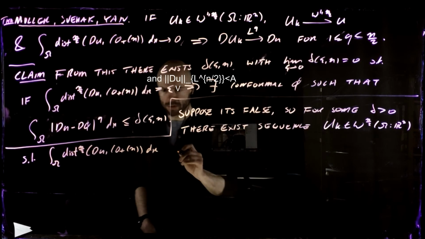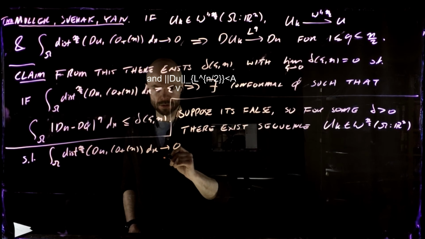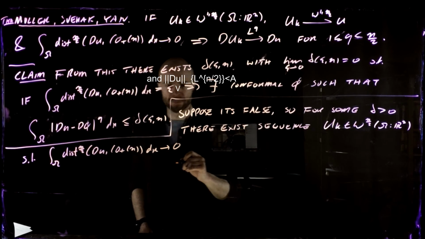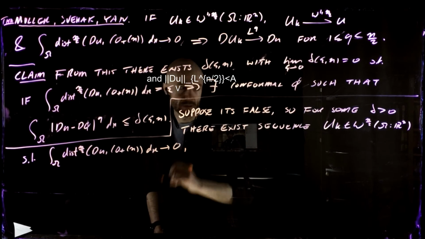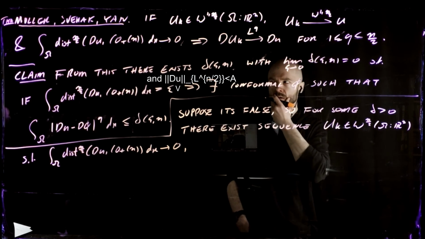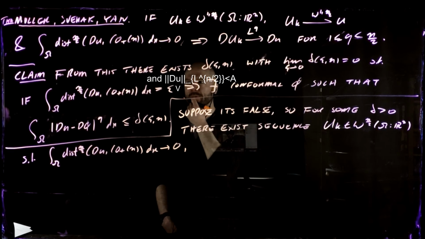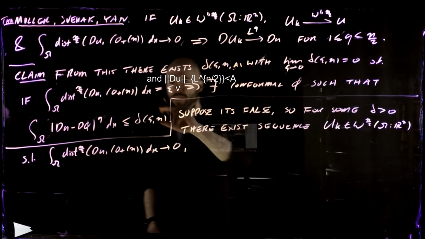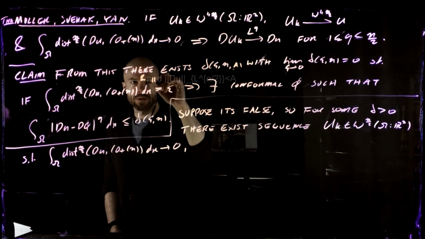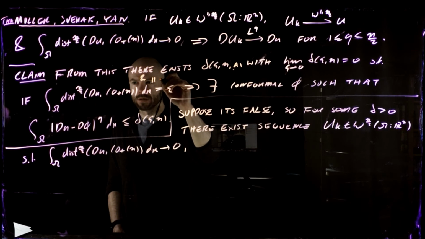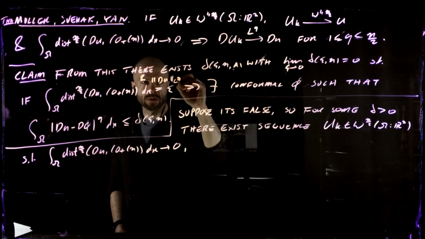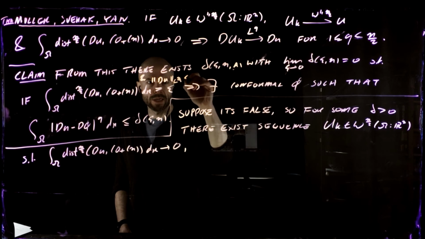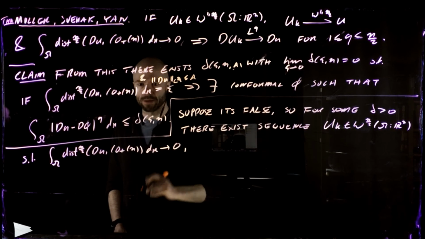Oops, it's tending down towards 0. Okay, it looks like I need an extra hypothesis. I'm going to add a hypothesis such that this is true, and the L^{n/2} norm of this is less than A, then this.